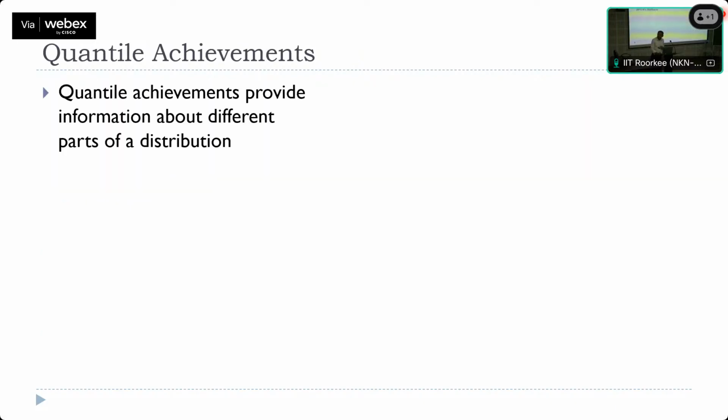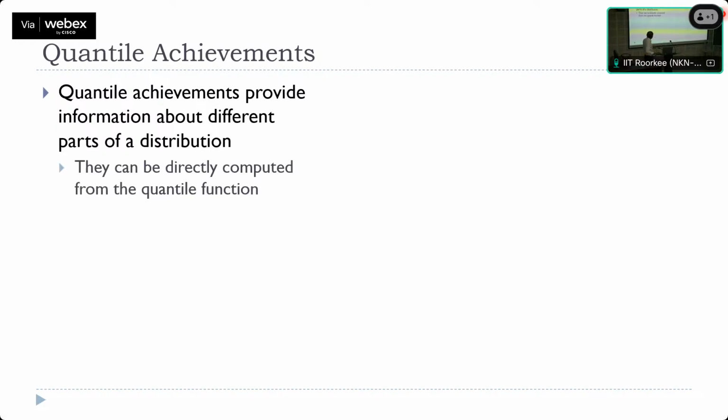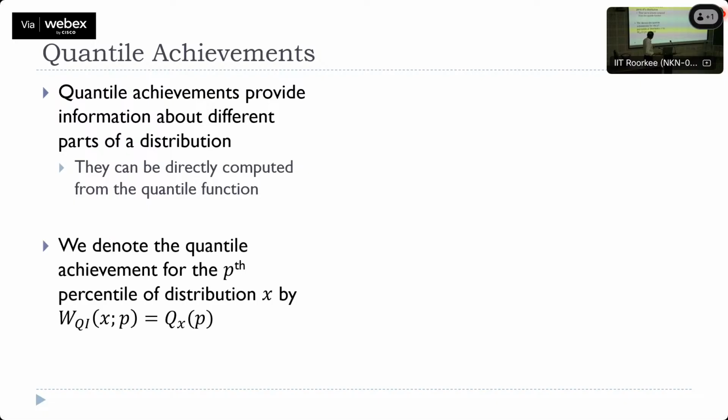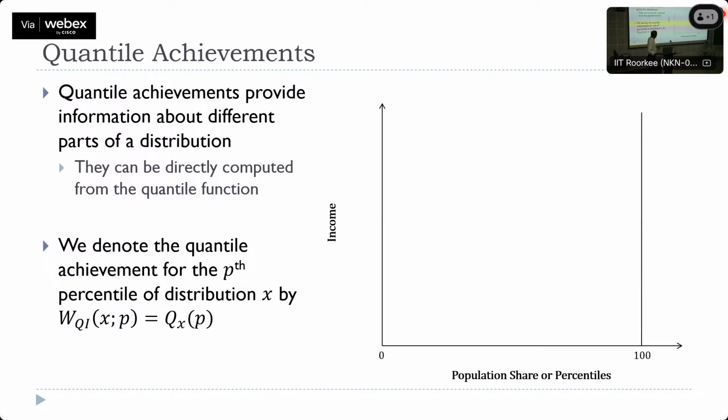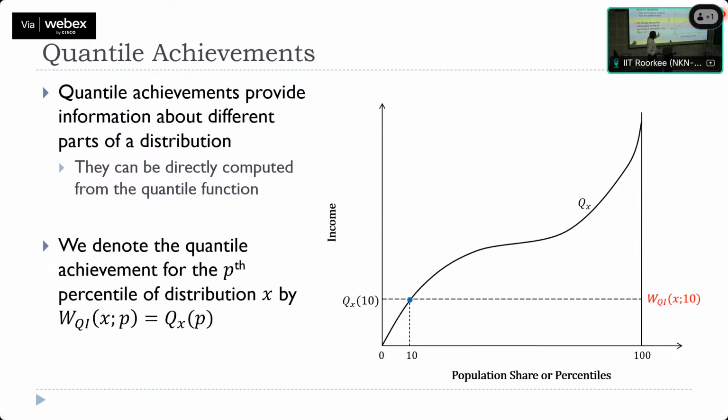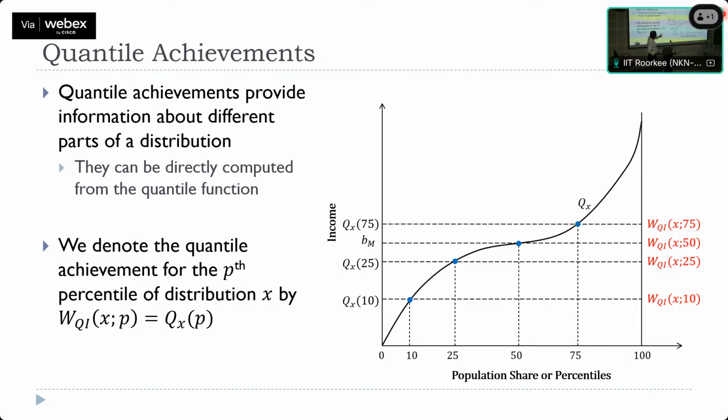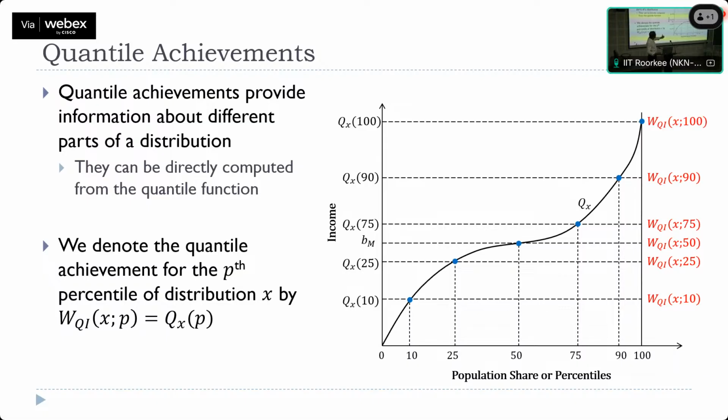First of all is the quantile achievement. It provides information about different parts of the distribution, and people find it quite useful. They can be directly computed from the quantile function. So let's denote this p-th quantile by this particular notation. We say W because it's income, an achievement standard, and quantile income. So for a particular percentile, this is our quantile income. In terms of graph, you have this quantile function. For the 10th percentile, 25th percentile, this is your median, this is your 75th percentile, and this is your 90th percentile, and so on.